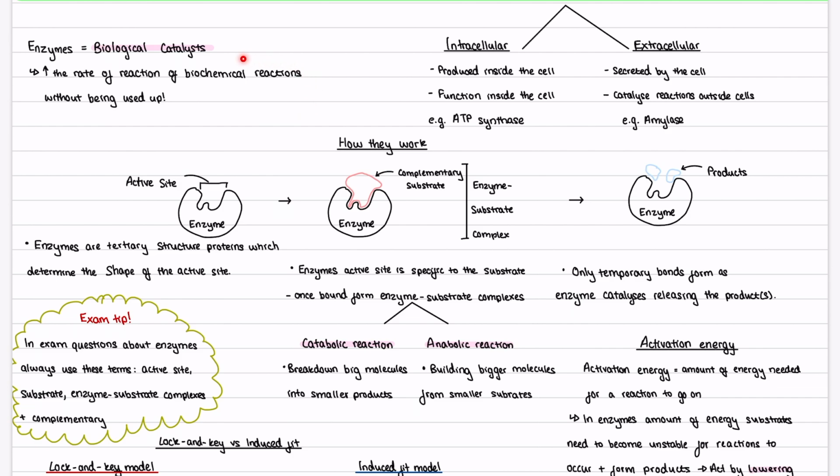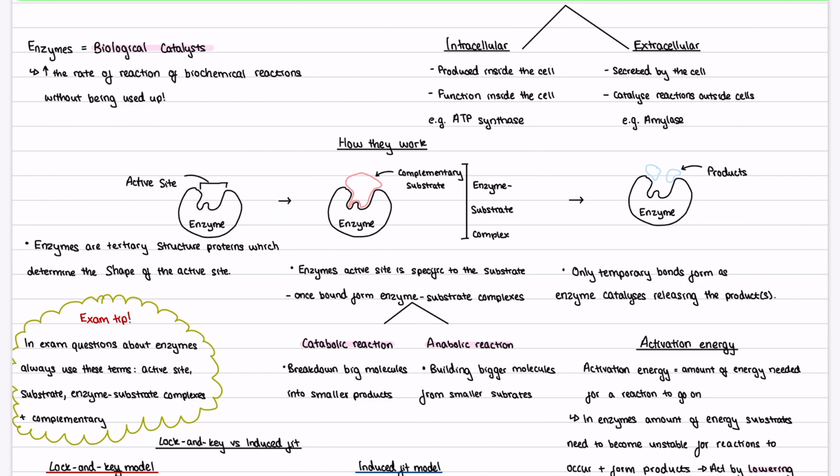Enzymes are a type of protein which has a tertiary structure which determines the shape of the active site. Enzymes can be either intracellular, which are produced and work within the cell. The other is extracellular enzymes, which are secreted and catalyze reactions outside the cells.